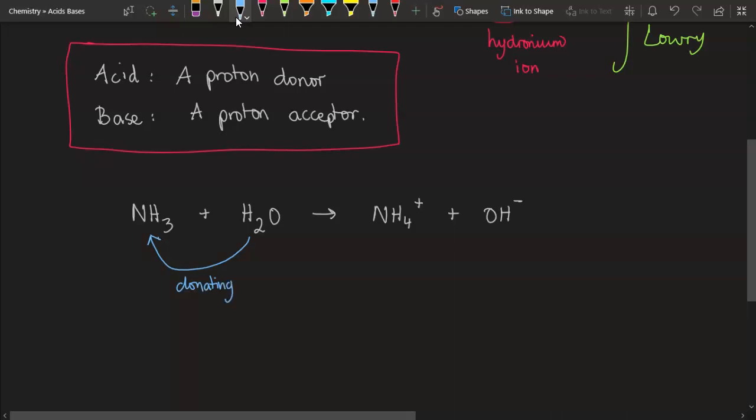Now, if something donates a proton, it's called an acid. And that's written up here. So in this particular example, this is an acid because it donates a proton. This thing here, NH3, accepts the proton because it ends up becoming NH4 positive. If this accepts the proton, according to our definition, this is then a base.